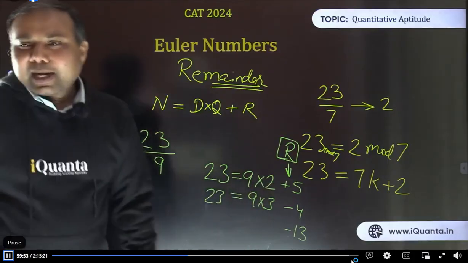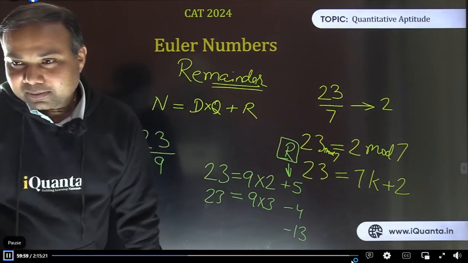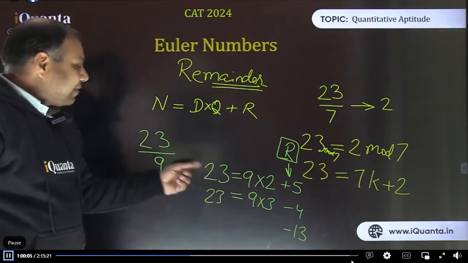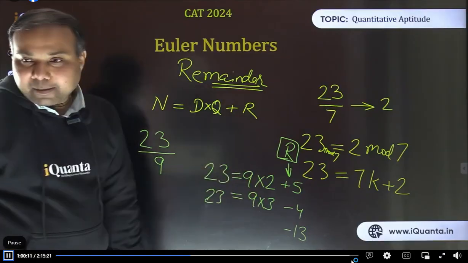Is it thing clear? Again, mode. Arey Baba, mode is just a representation I have told many times. Don't worry about that. Yes, negative remainders are one and the same. Yes, they are same thing. So 23 when divided by 9, remainder is plus 5 or minus 4 or minus 13 and all that. These are all same thing.